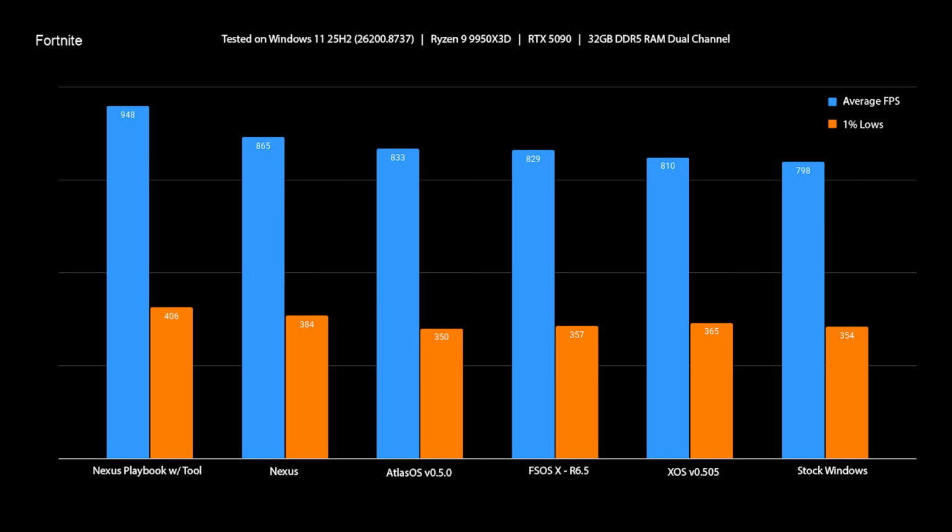On Fortnite, stock Windows is at 798 average FPS. The competition clusters between 810 and 833, which are marginal gains. Nexus pulls ahead at 865. And with the tool combined, it reaches up to 948. Nearly 150 FPS over stock Windows.